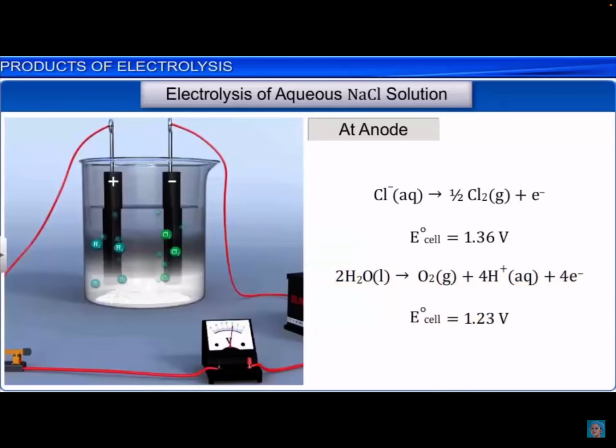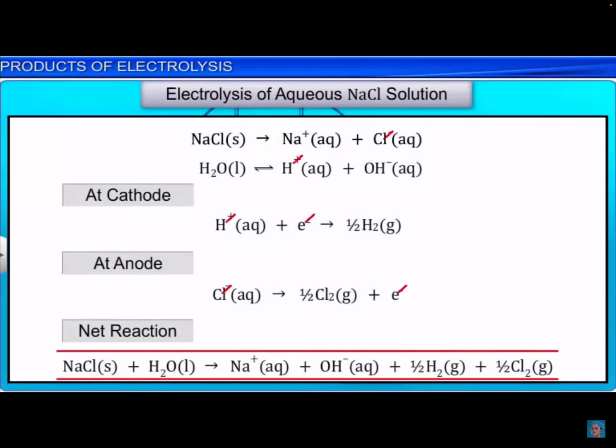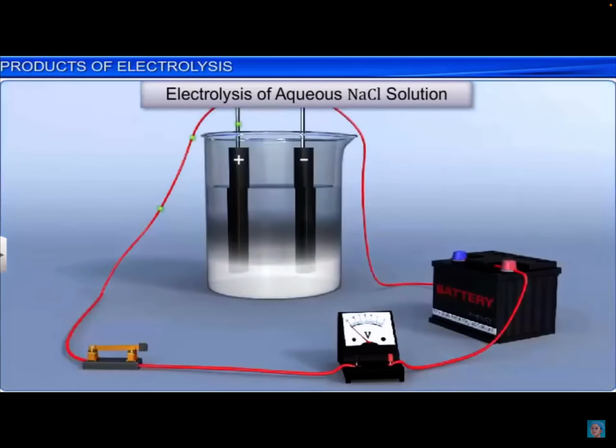Hence, an extra potential called overpotential is needed for the production of oxygen. This explains why chlorine, but not oxygen, is produced during the electrolysis of aqueous sodium chloride. The net reactions of electrolysis of an aqueous solution of sodium chloride are as shown here. It is more challenging to predict the products of electrolysis reactions in aqueous solutions.